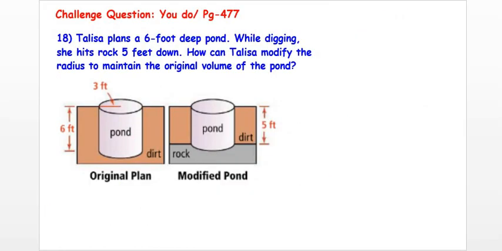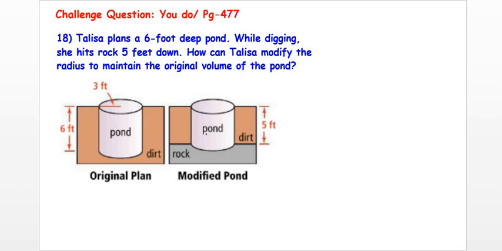It says Telisa plants a 6-foot deep pond. While digging, she hits rock 5 feet down. How can Telisa modify the radius to maintain the original volume of the pond? Now, as you can see here, we have been given two diagrams. This is the original plan in which she was planning to dig a pond 6 feet deep, and the radius was 3 feet. Now when she tried to dig it, she couldn't dig it till 6 feet, and she had to stop at 5 feet.